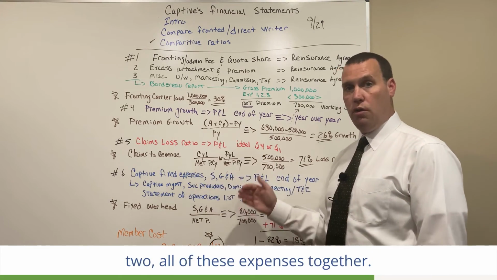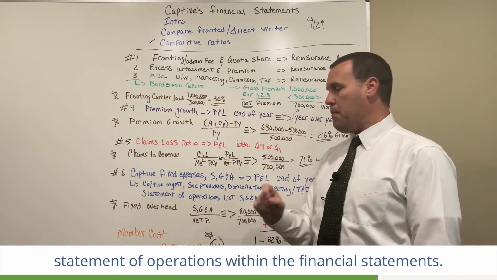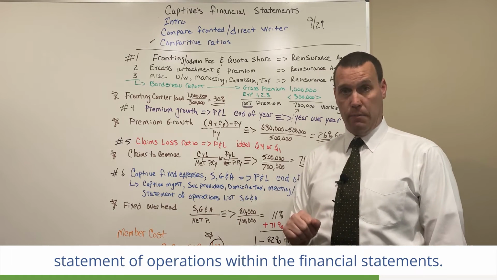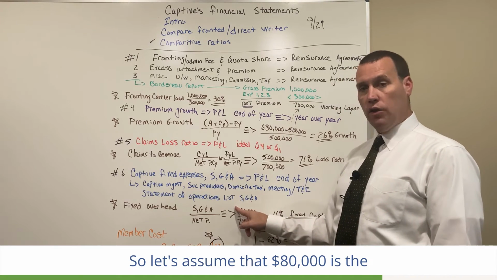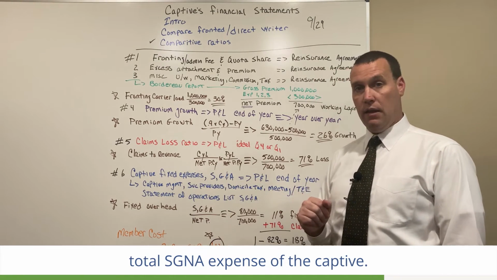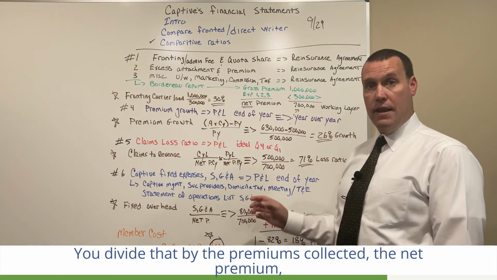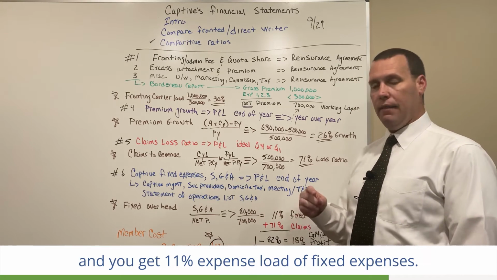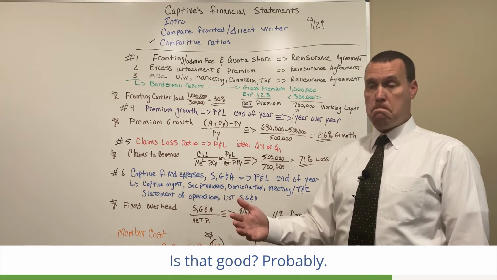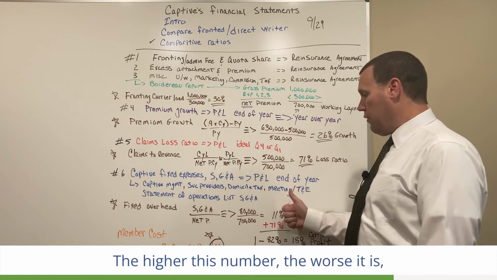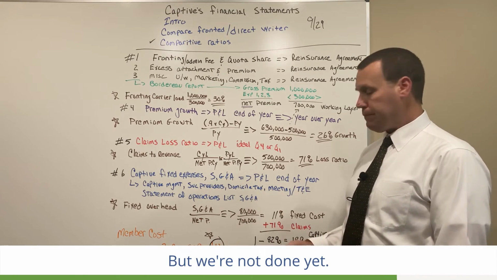You got to lump all of these expenses together, and those will be listed generally in the statement of operations within the financial statements. So let's assume that $80,000 is the total SG&A expense of the captive. You divide that by the premiums collected, the net premium, and you get 11% expense load of fixed expenses. Is that good? Probably. The higher this number, the worse it is. The lower the number, the better. Okay? But we're not done yet.